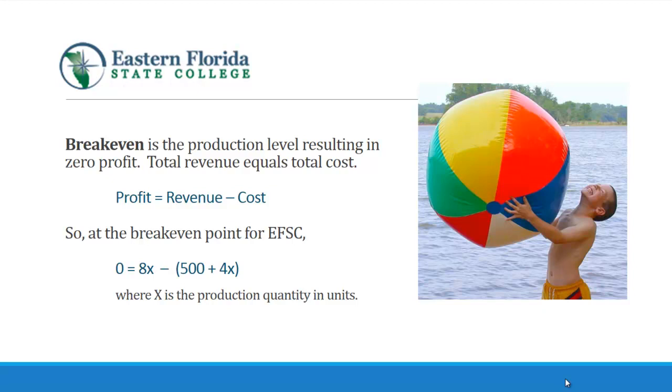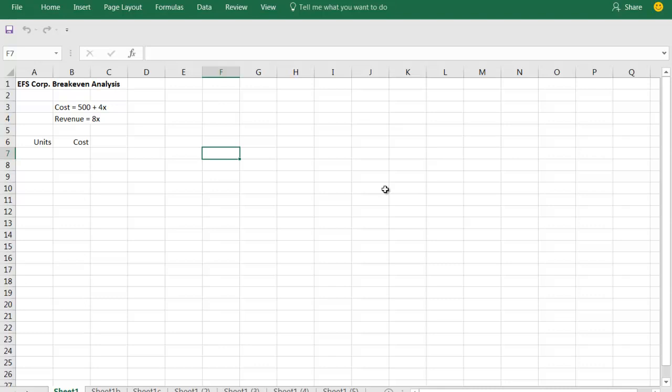Now, let's go to Excel and look at this problem graphically and algebraically. Here in Excel, I've typed in the cost and revenue functions. Let's go ahead and plot these values in a scatter plot using Excel. I'm using Excel version 2016.